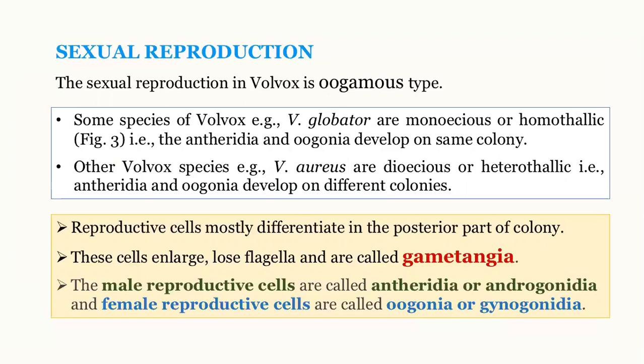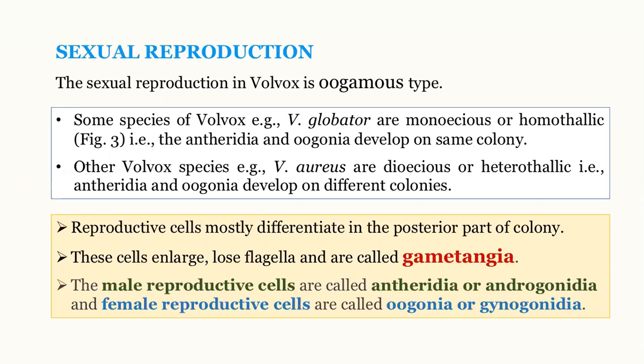Reproductive cells, again just like the gonidia, also start their differentiation in the posterior part of the colony. And here now the cells which enlarge, lose the flagella and start forming the male and the female reproductive organs are known as gametangia. The male reproductive cells are called antheridia or androgonidia, and the female reproductive cells are called oogonia or gynogonidia.